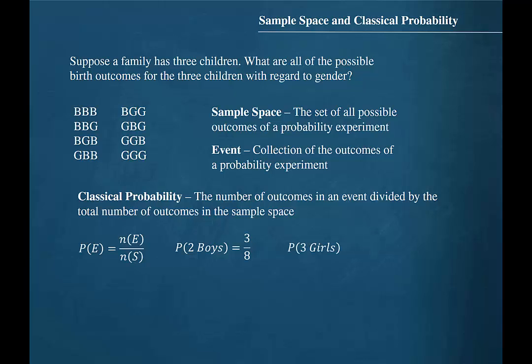The probability that the family would have 3 girls would be calculated by finding the number of outcomes with 3 girls, which is 1, and dividing that by the size of the sample space, which is 8. So that probability would be equal to 1 out of 8, or 1/8.